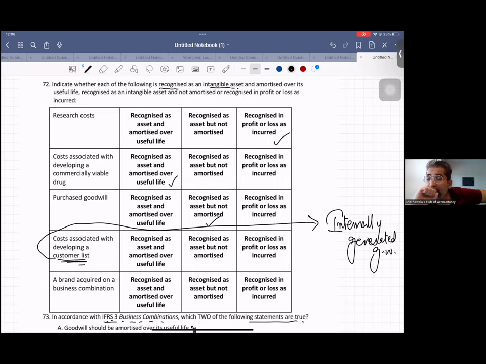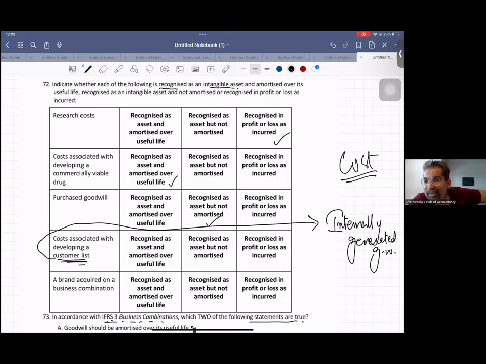Now, once again, I would like to revise one thing for you guys. Why can you not capitalize internally generated goodwill? Although it's an asset, an excellent asset, one of my favorite assets. You know what the logic is? The logic is you cannot calculate the original cost of internally generated goodwill.